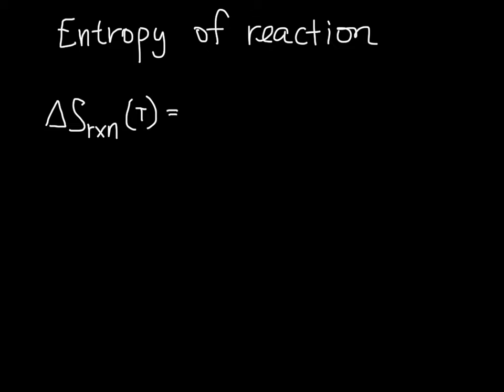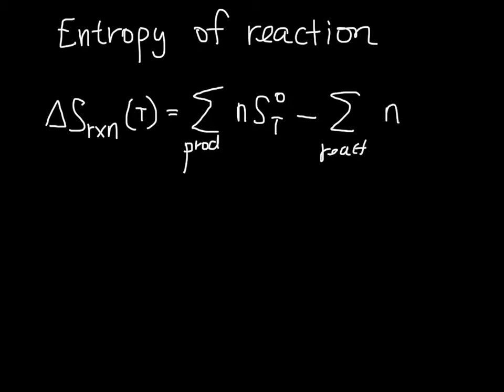can either use the absolute entropies, in which case we sum over the products of n times the absolute entropies, and then we subtract off basically the same expression for the reactants, so the number of moles times the absolute entropy as a function of temperature.